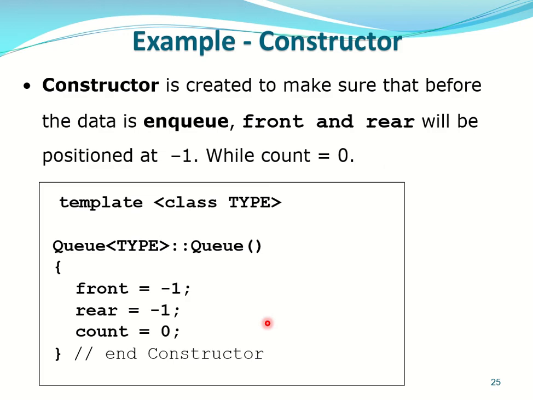So the constructor. Once you create an object in the main function, the constructor will be called automatically. What should you do? You need to initialize front, rear and count to their first values when the array queue is empty. So front and rear are -1, and count is 0.